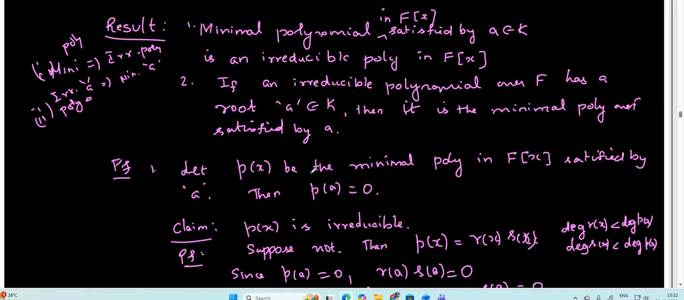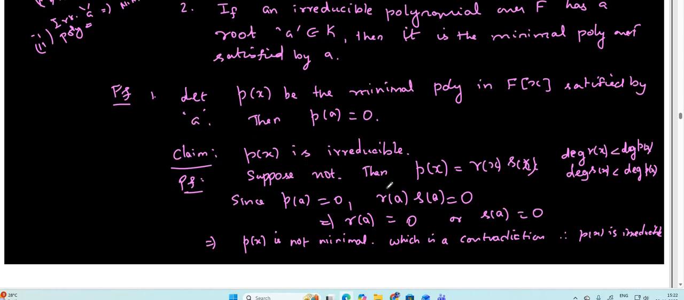So for the first one, let p(x) be the minimal polynomial in F[x] satisfied by a, then p(a) is 0. Now we claim that p(x) is irreducible. Suppose not, then p(x) is r(x) times s(x), with the degree of r(x) less than the degree of p(x) and the degree of s(x) less than the degree of p(x). Now since p(a) is 0, r(a) times s(a) must be 0. But these are elements in F(a), which is a field. So that's an integral domain, because every field is an integral domain. So the product of the two equal to 0 should imply either this one is 0 or this one is 0.